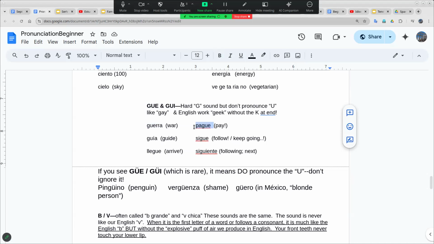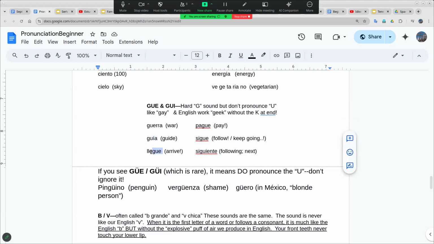Here's the word that means, hey, pay up. Pague. Pague, por favor. Yeah, pay up, please. Okay. Here's a GUI sound. Guía. Guía is a guide. It can be a printed guide or a person who is giving a tour, that kind of guide. See, guía. El guía, la guía.